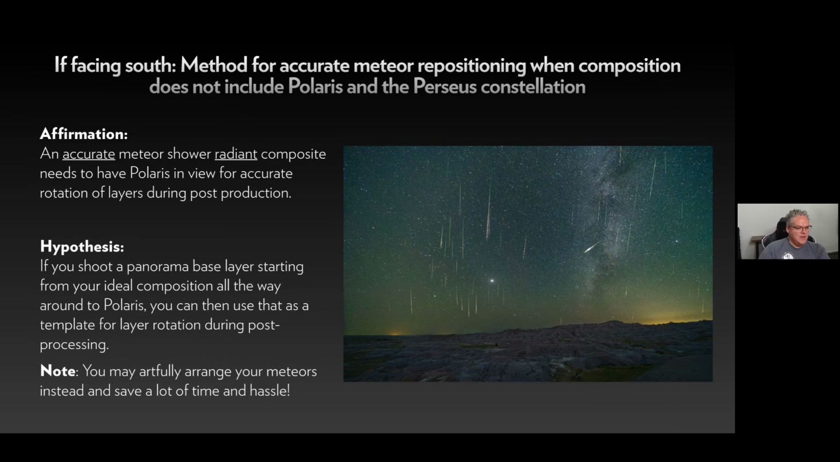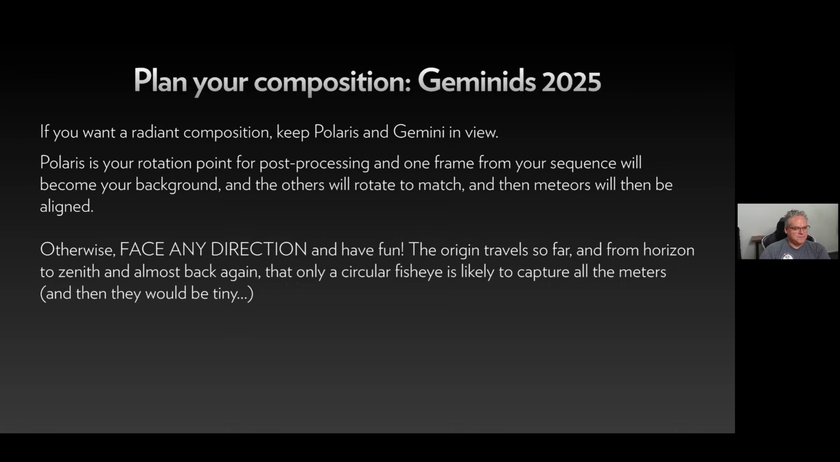That's great. I have a hypothesis about some sort of pano method, but I'm going to skip that now. So repeating, if you want to have a radiant composition, you need to have Polaris and Gemini in view for the duration of your sequence. If that means the entire night, that means you have to have from northeast all the way up to the zenith and back over to past southwest in that view for the radiant and Polaris there the whole time. For me, that basically means a circular fisheye.